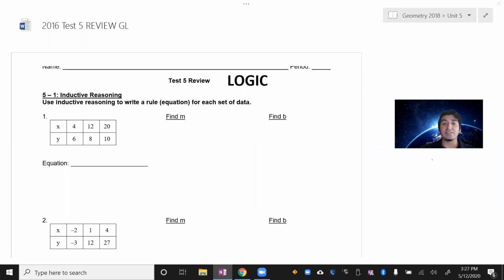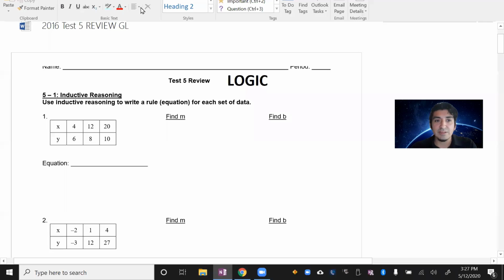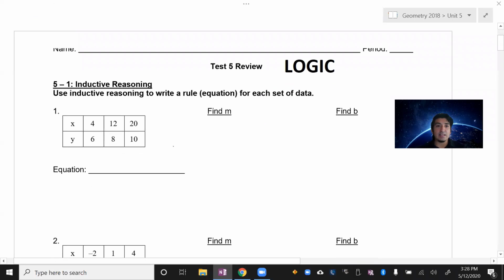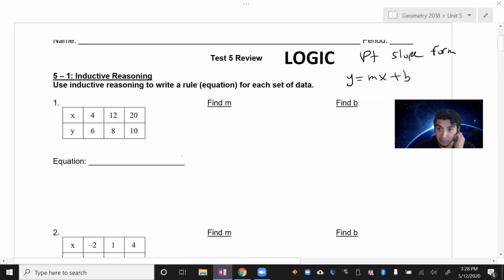In this video, we will discuss logic, and it will be a total review of the entire unit. Ideally, what we're working with here is inductive reasoning and the recognition of patterns. If we're trying to use inductive reasoning to find a pattern within a table, then we're going to be using y = mx + b, which initially is point slope form. Now, if you happen to forget this, you can go back to my previous videos where we discussed this.